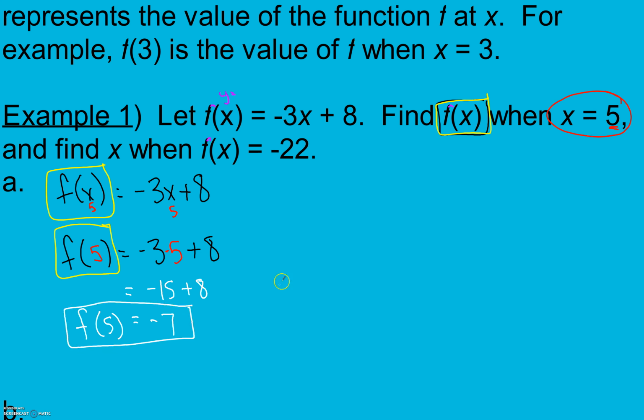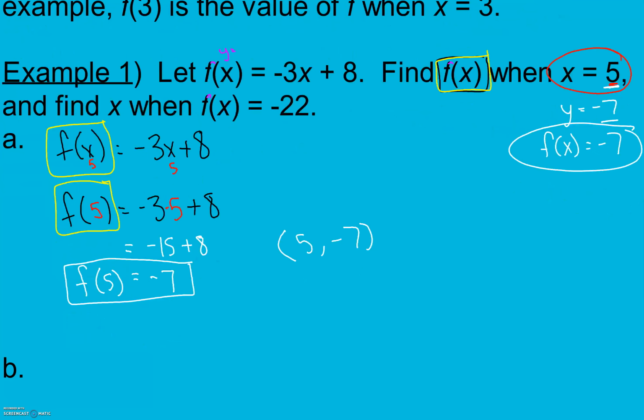What this means is when x is 5, y equals negative 7, or f of x equals negative 7. So I can write that as an ordered pair if I want to. Something to keep in mind: I have an x value and a y value. So here I found f of x equals negative 7.